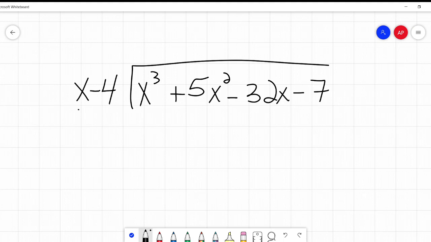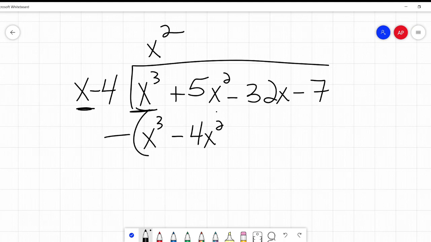X times what equals x cubed? X squared. Multiply it back. I multiply it by both of them and I write it down here. X squared times x is x cubed. X squared times negative 4 is negative 4x squared. I'm subtracting all of that. Be careful. X cubed minus x cubed is nothing. They've canceled out. Woohoo! 5x squared minus a negative makes it plus a positive. 4x squared is now 9x squared.